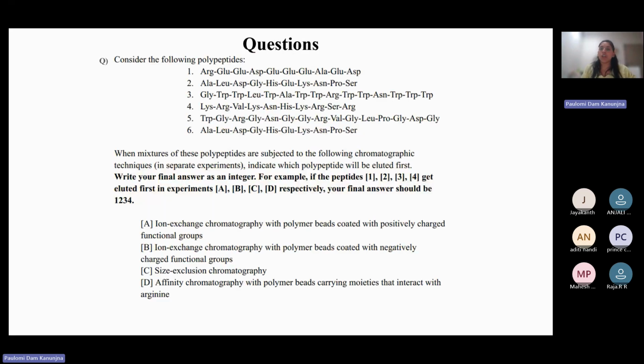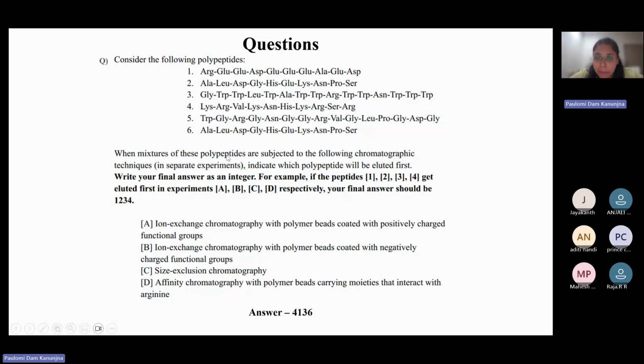Okay, now we have discussed all these different types of chromatography and what they are used for. So let's try to attempt this question, and this should give us an idea of what we are trying to explain and understand here. So there are 6 polypeptides. Look at the amino acids, look at the length of the polypeptide, see the charge on the amino acids and what they are charged. Overall, what is the polypeptide charge?